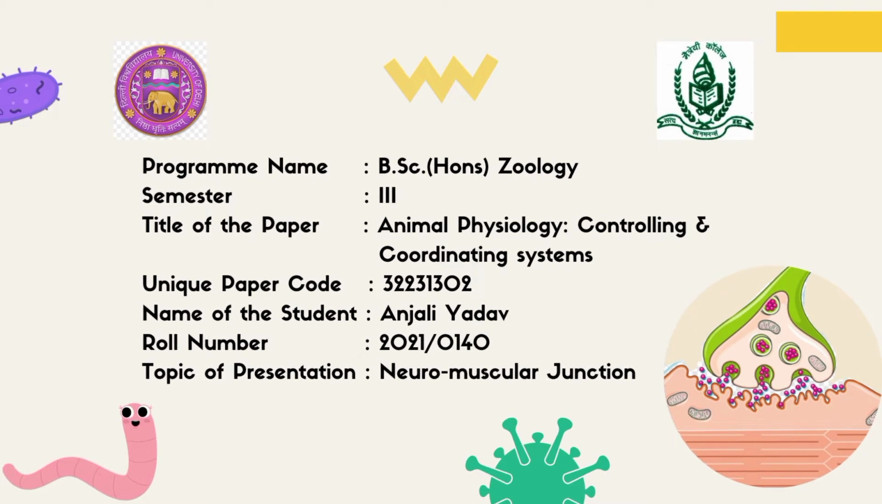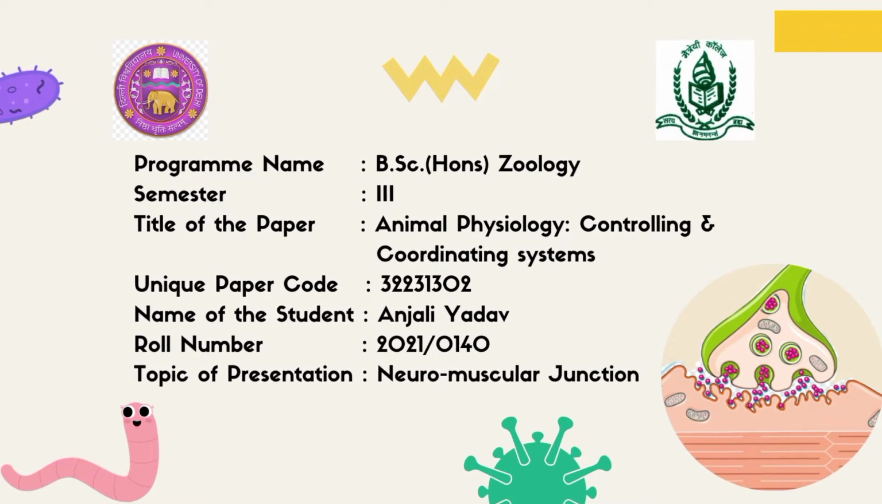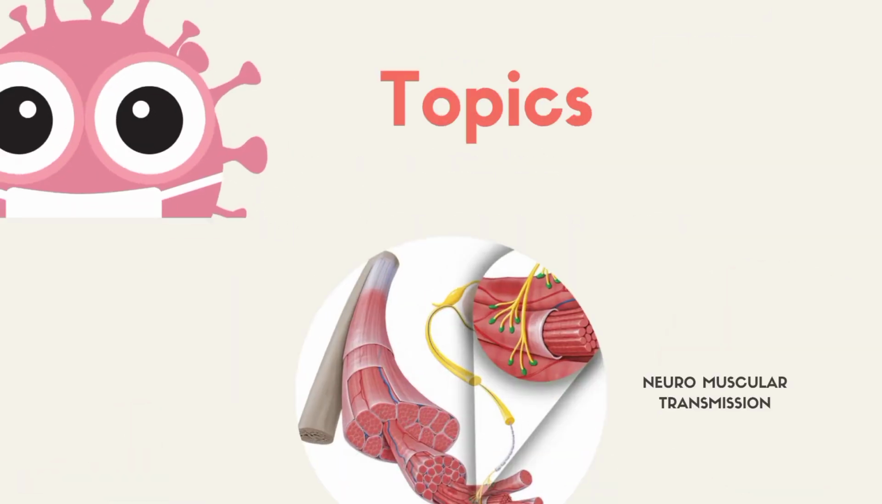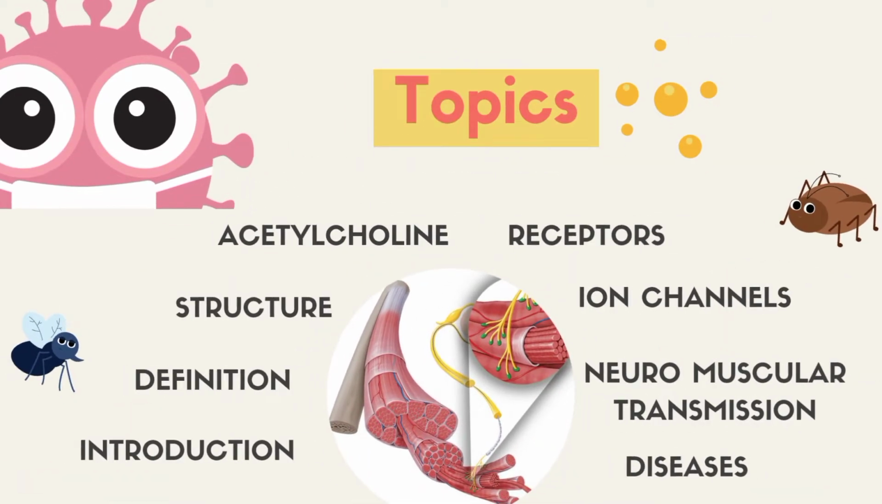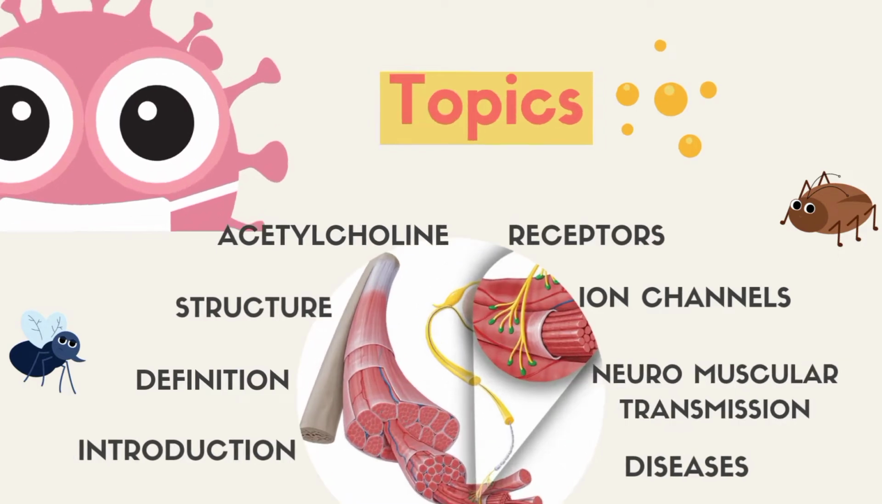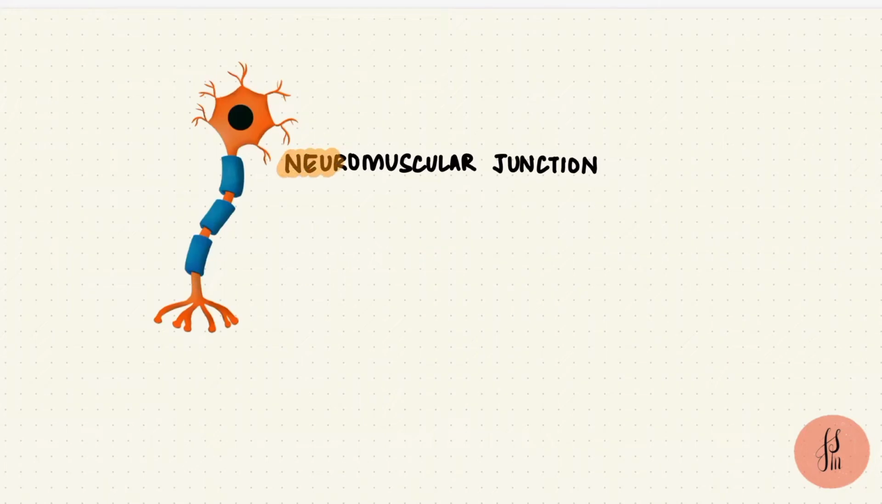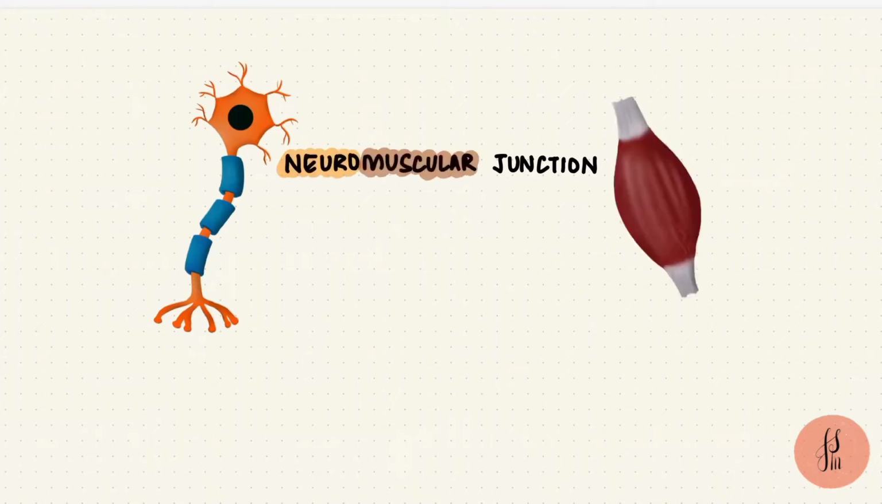My roll number is 0140, and today I am going to deal with the topic Neuromuscular Junction. In this video, I would be covering definition, structure of neuromuscular junction, acetylcholine, receptors, ion channels, and most important neuromuscular transmission and some diseases. A neuromuscular junction is a chemical synapse which is between a somatic motor neuron and a skeletal muscle fiber, and it is also known as myoneural junction.